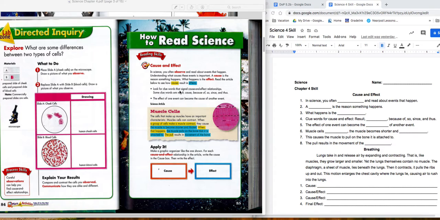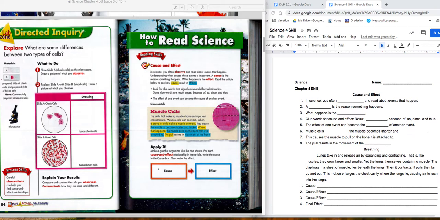So we look for clue words that signal a cause and effect relationship. Clue words would be result, cause, the next, because, so, since, and thus. The effect of one event can many times be the cause of another event. In other words, it's not always just cause and effect and done. Sometimes it's cause, the effect is the cause of the next one, which is the cause of the next one.